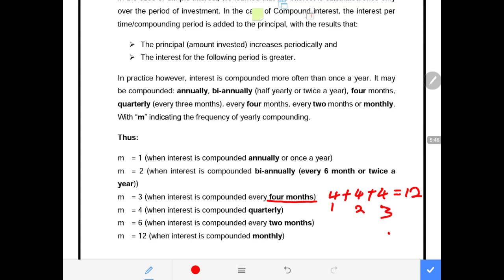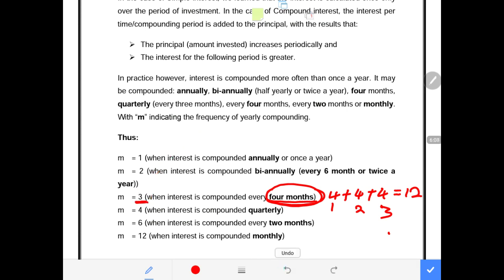That means when the interest is earned or compounded every 4 months, meaning we'll earn interest in the 4th month and we add the interest back to the capital that we have invested. That means interest in this case will be compounded 3 times a year. Therefore, our M, being the frequency of the yearly compounding, will be 3.